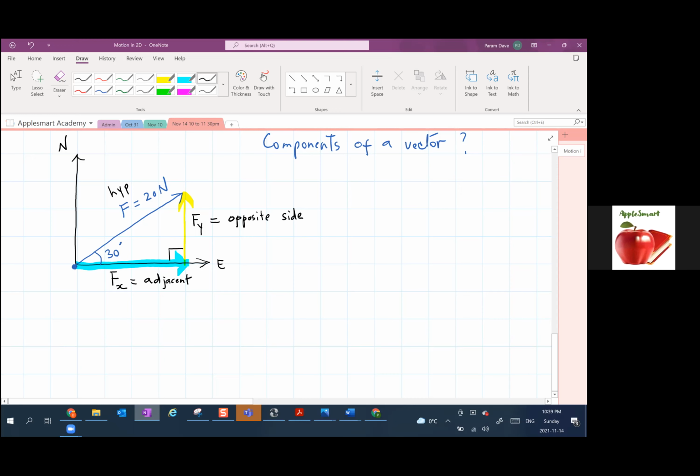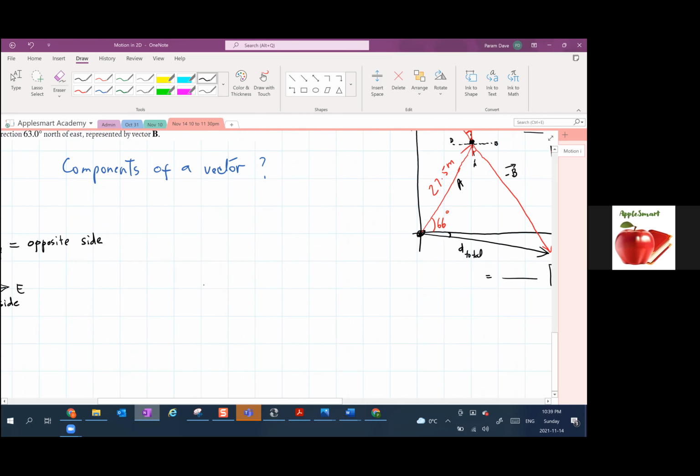So Fx is the adjacent side, meaning it is close to the 30 degrees. Fy is opposite of 30 degrees. And the blue vector, F equals 20 newtons, becomes the hypotenuse. So you have a right triangle like that. Pardon my straight lines. This one is the hypotenuse, the longest side, opposite of 90 degrees. If this angle is theta, the side that makes the angle theta is called the adjacent, and the third side exactly opposite of theta is called the opposite.